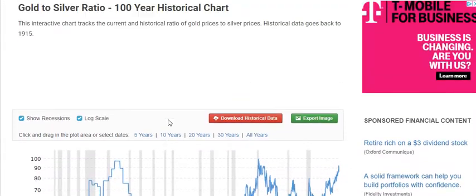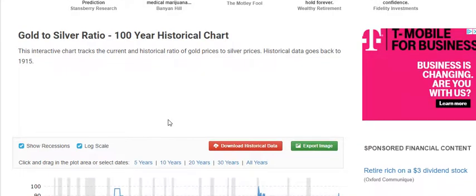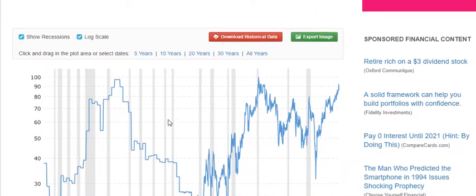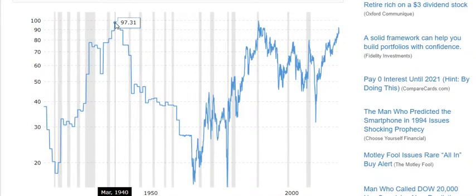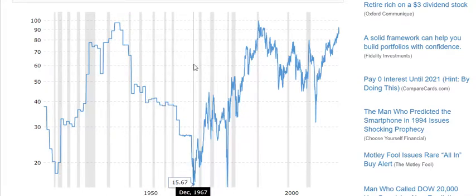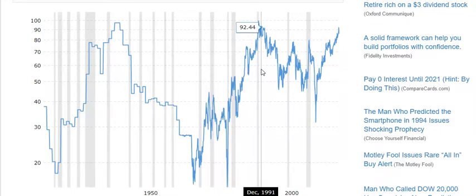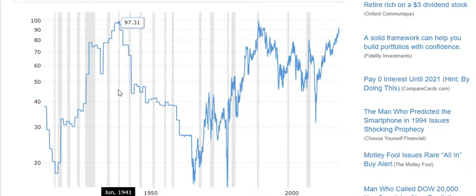All right, here we've got the gold to silver ratio. This is a 100-year historical chart. So just like you can use the silver and gold ratio to tell when gold is expensive and silver is cheap, or silver is expensive and gold is cheap, you can do the same with Bitcoin and Litecoin. You can also use it to time market tops.